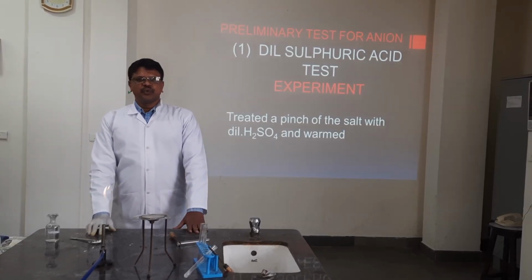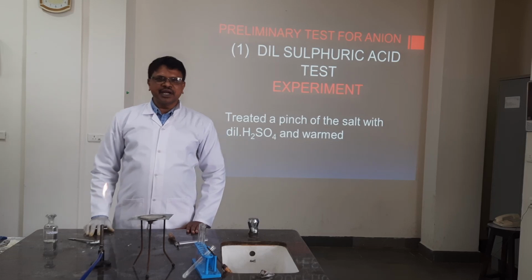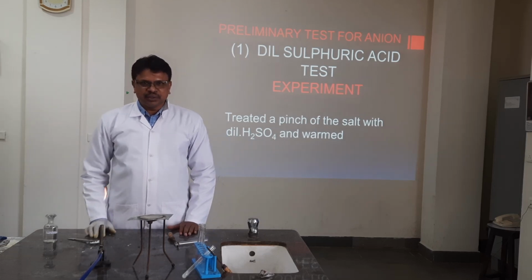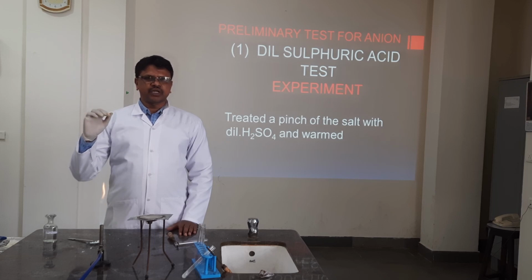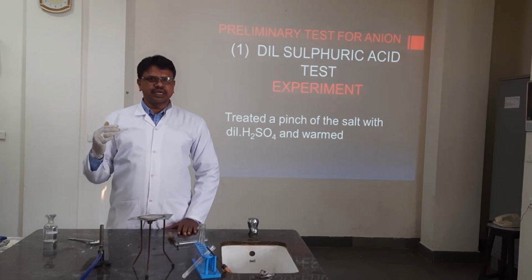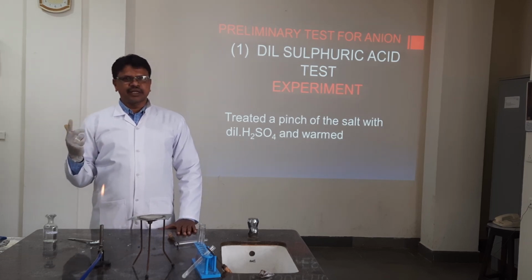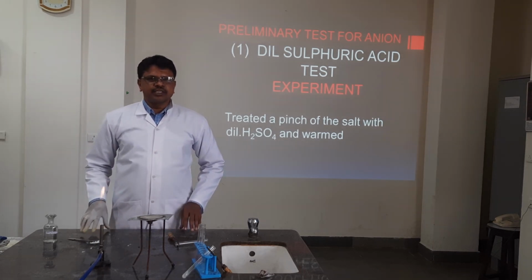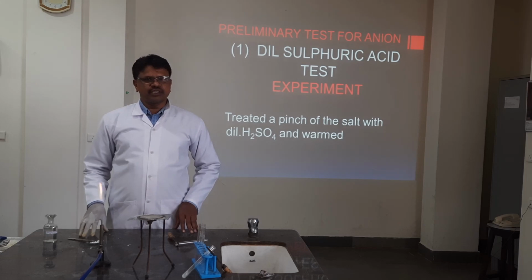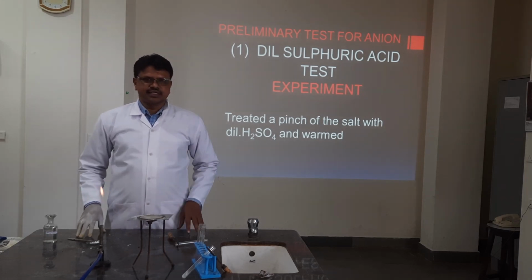So till now we have completed the preliminary test. What did we complete till now? The first one has three parts. What are those three parts? About color, next smell, next appearance. Second one is the dry heating test. Third one is the flame test. Fourth one is the ash test.